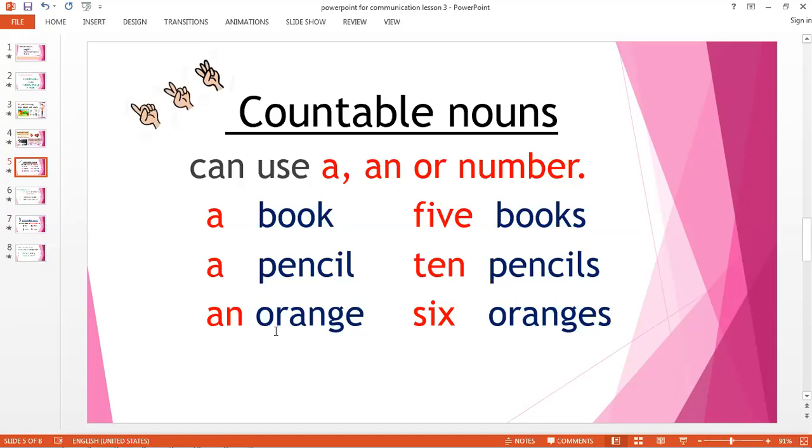Remember, we use an if the word next to that adjective starts with a vowel letter. The vowel letters are A, E, I, O, U. That is the letters, although it is the sound that matters. Remember, we will not use an if the next letter of the word after it is a consonant, and we use an if the next sound after it is a vowel sound. Consonant, this is a vowel sound. Okay?